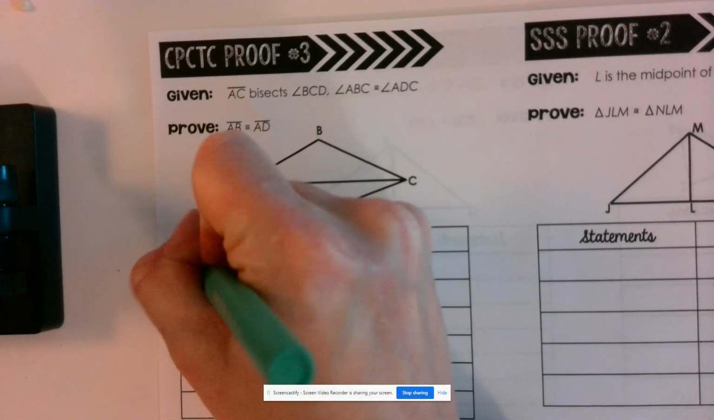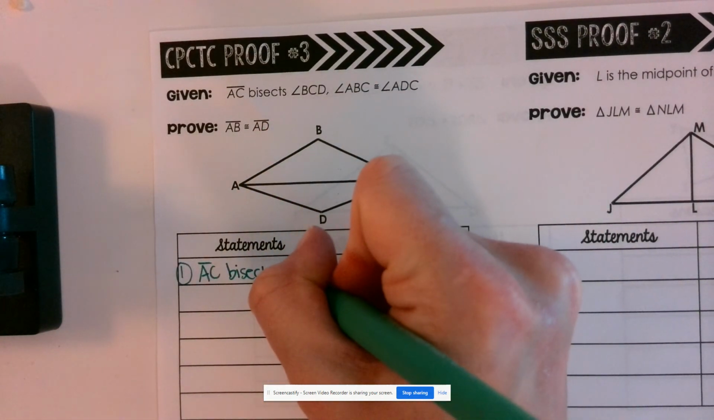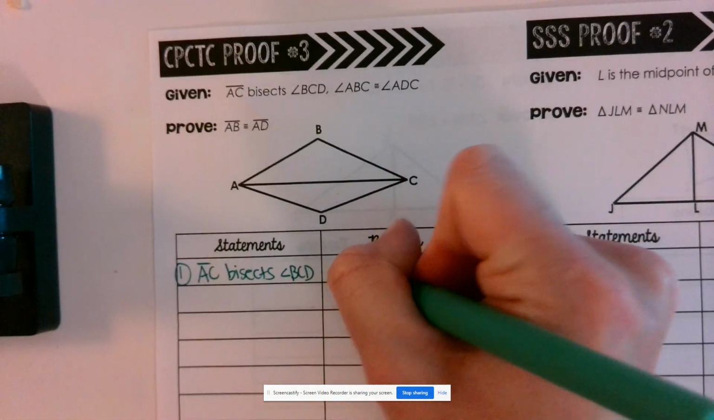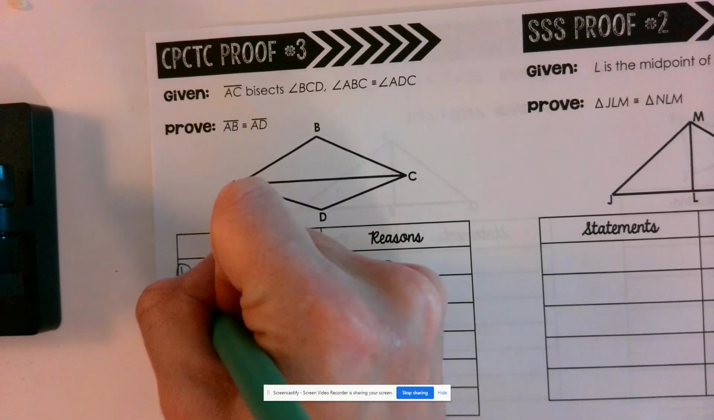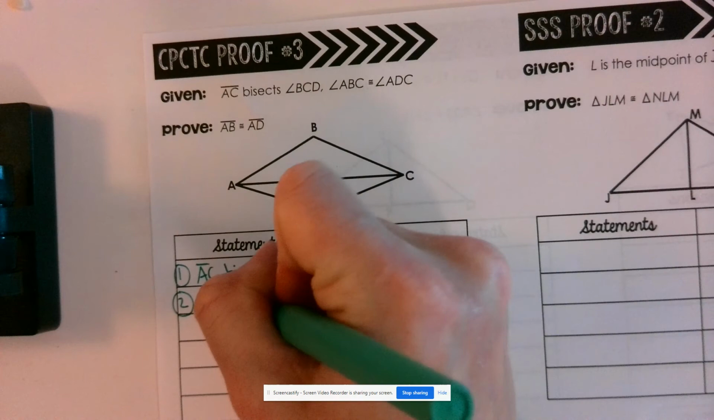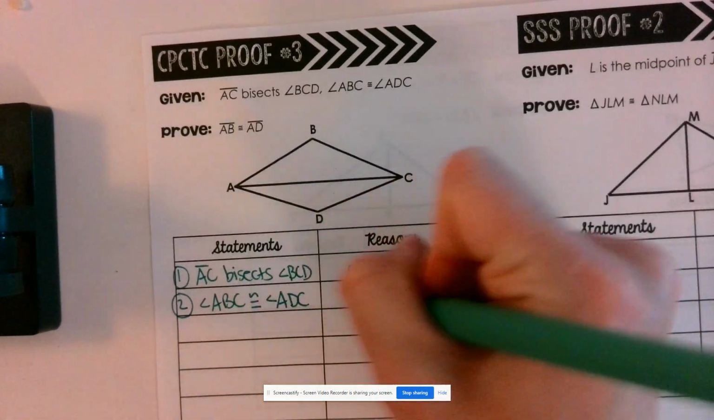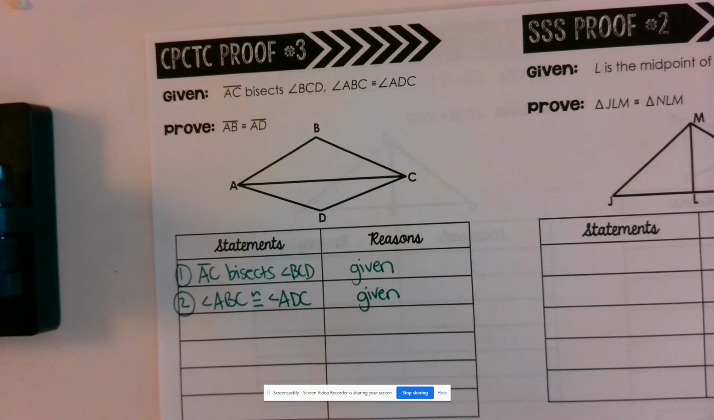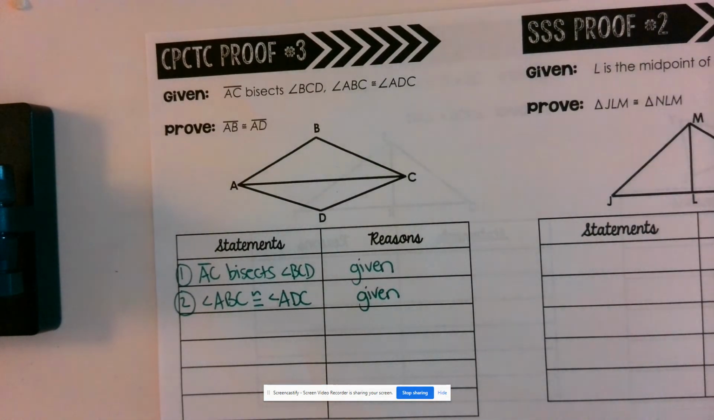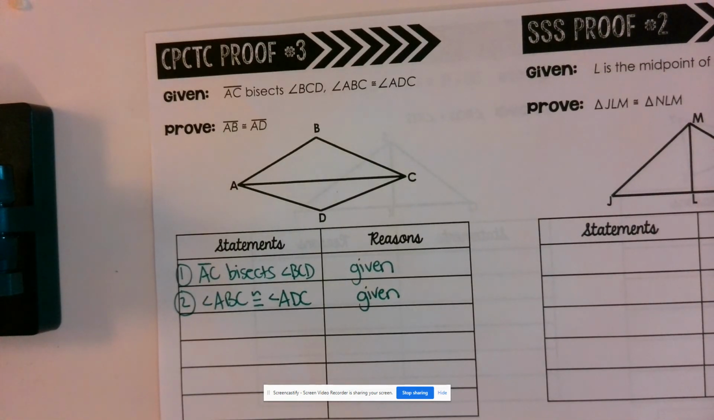Line segment AC bisects angle BCD, and angle ABC is congruent to angle ADC. So first I'm going to use my givens to try to find some congruent sides or angles in my two triangles.